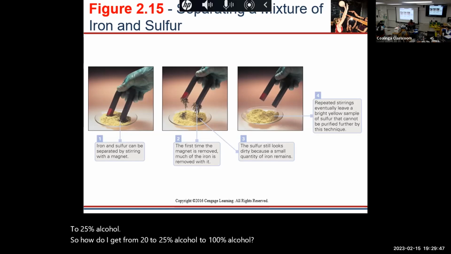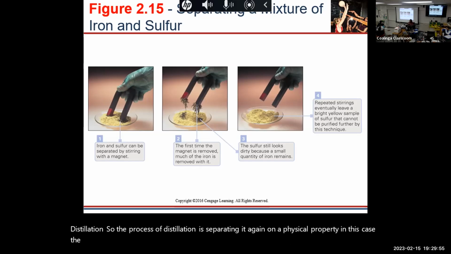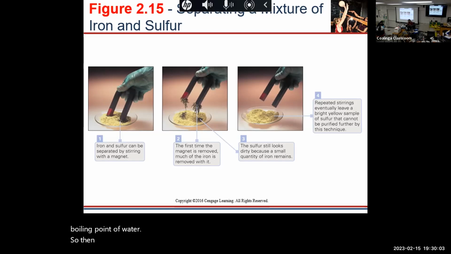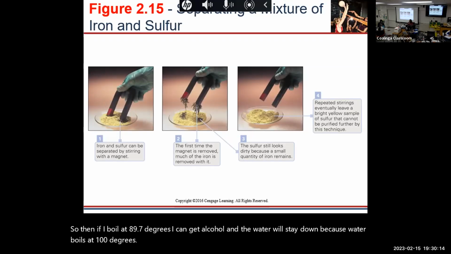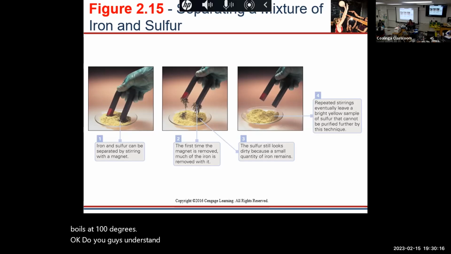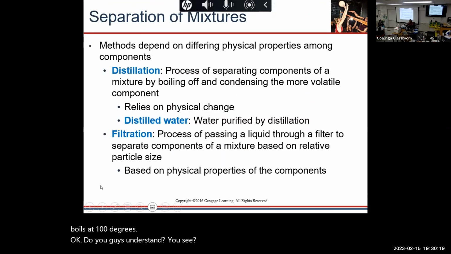Distillation. The process of distillation is separating a mixture again on a physical property. In this case, the physical property is the boiling point. The boiling point of alcohol is lower than the boiling point of water. So if I boil at 89.7 degrees, I can get alcohol and the water will stay down, because water boils at 100 degrees. Do you guys understand? Okay, so we can separate mixtures by physical properties, such as distillation.